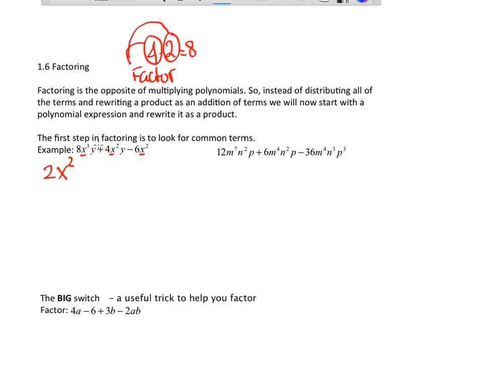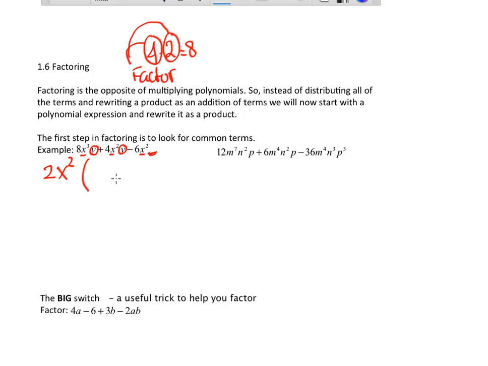And the last thing I need to check is the y's. Now I have a y here and a y there, but it's missing over here. So you cannot take a y out. So write that as 2x squared and then times. So now we're to the product part. And then you figure out what you still have left.